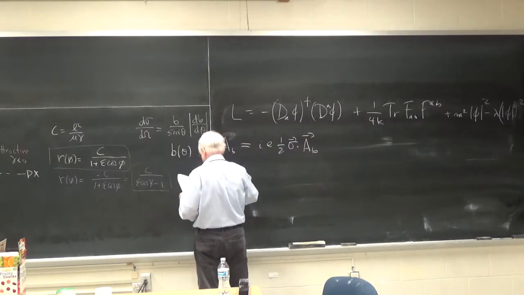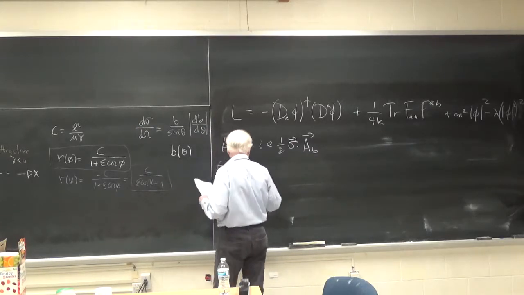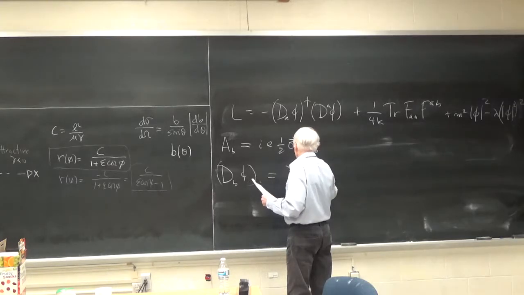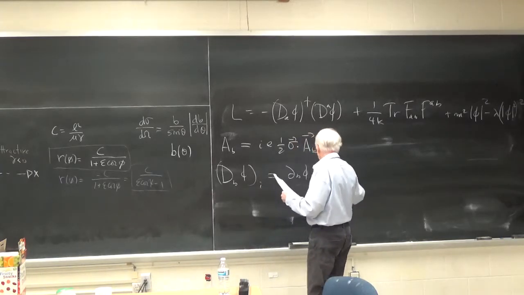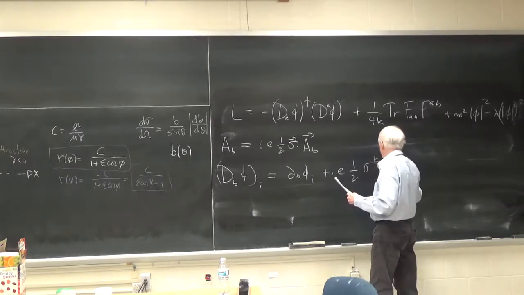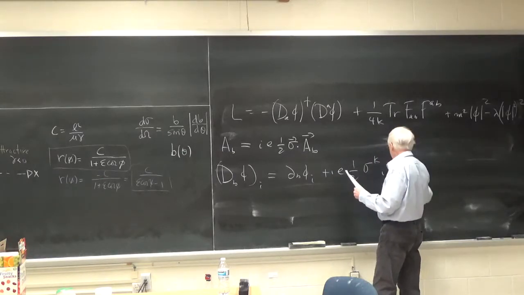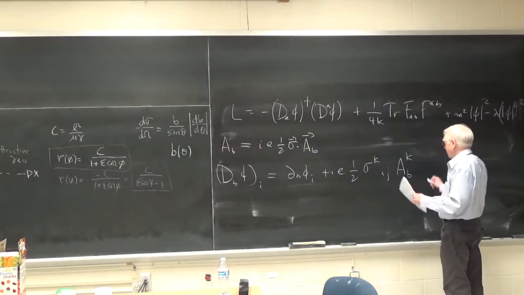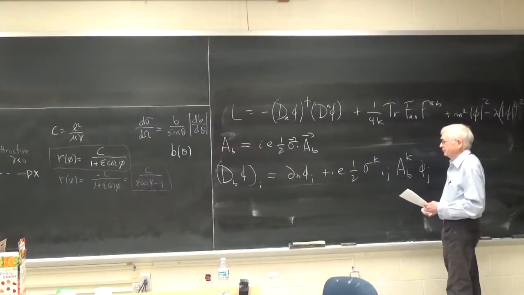And so D_B of phi, the ith component, is d_B phi_i plus i e ½ sigma^k_ij A_B^k, because the k goes with the sigma, and then the phi_j.